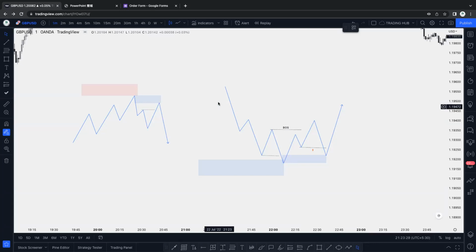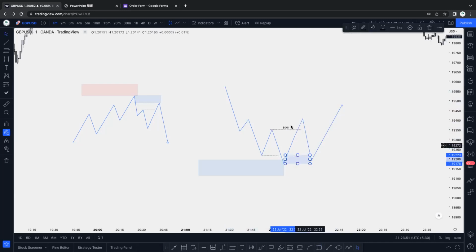Okay, and the second type of entry: if the market did not create any inducement like this, sometimes what happens is the market breaks the CHoCH, for example here, and people do something wrong here, they sell directly without inducement. They sell here because this is a CHoCH or BOS, and then what happened? People sell here, then the market sweeps this high, which is here. Okay, and then goes higher.